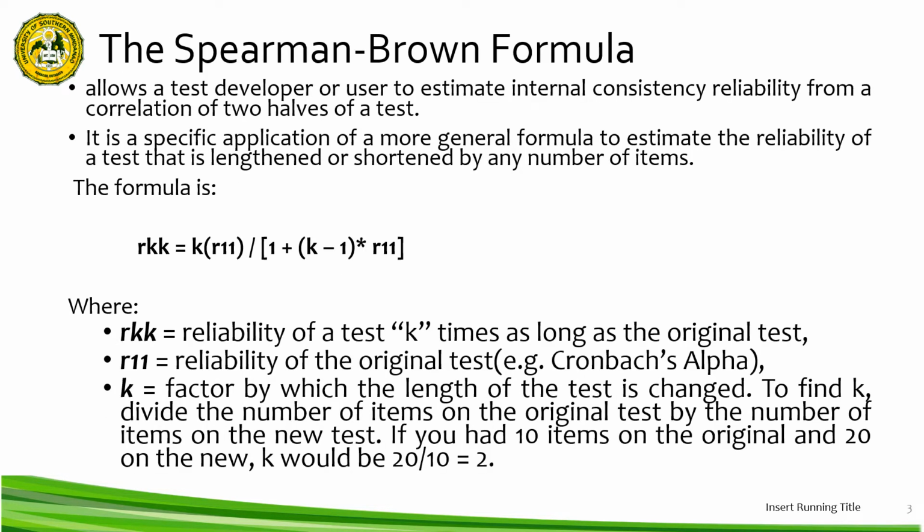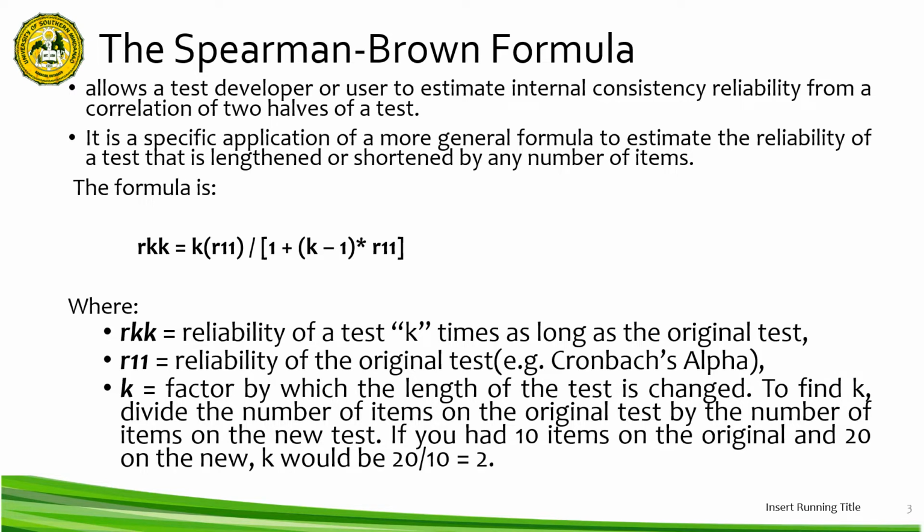The Spearman-Brown formula allows a test developer or user to estimate internal consistency reliability from a correlation of two halves of a test. It is a specific application of a more general formula to estimate the reliability of a test that is lengthened or shortened by any number of items. So the formula is stated here.